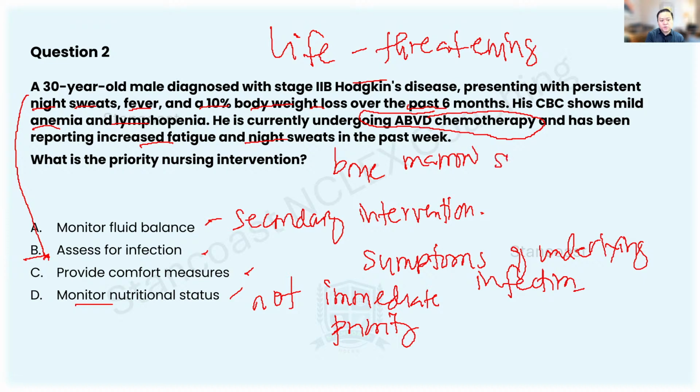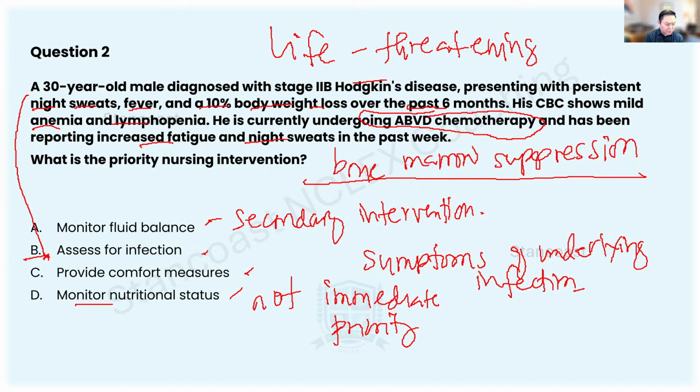Don't forget that. That is a very common side effect in the chemotherapy. Bone marrow suppression, wherein the patient will be at risk of getting infections. Other than that, they're also going to develop anemia, and the other one is the development of thrombocytopenia. Do not forget that, guys. All right? Infection, infection, infection.